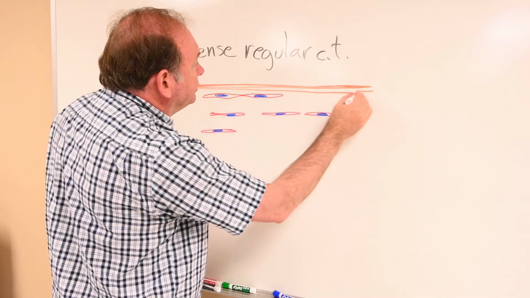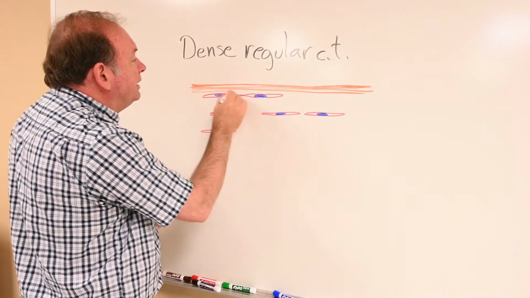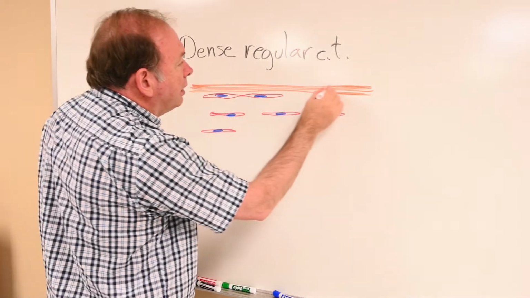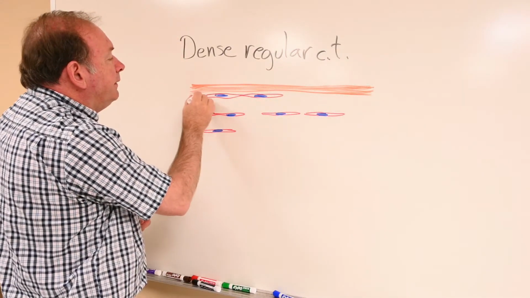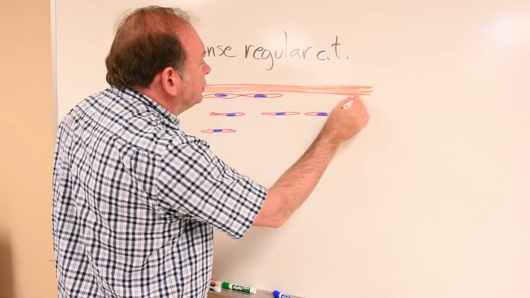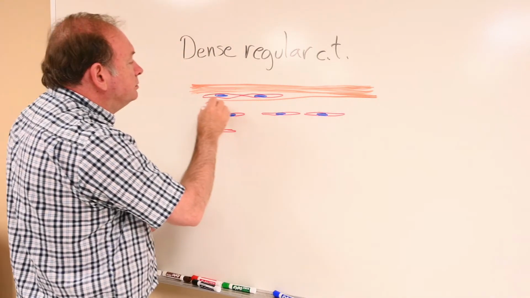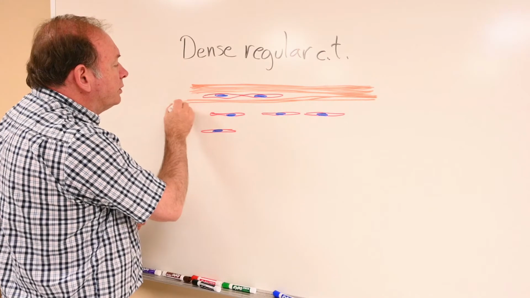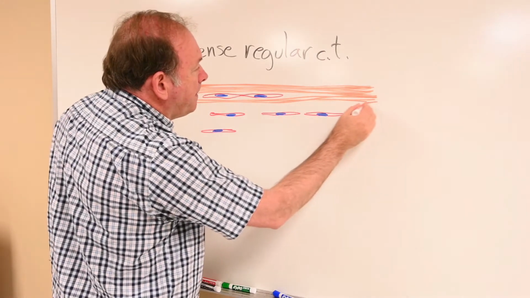They're very long. You don't see them cut short like you do in the dense irregular connective tissue. So you've got these long collagen bundles in the tissue right up next to the cells, and then here's the next one, next row of collagen material.